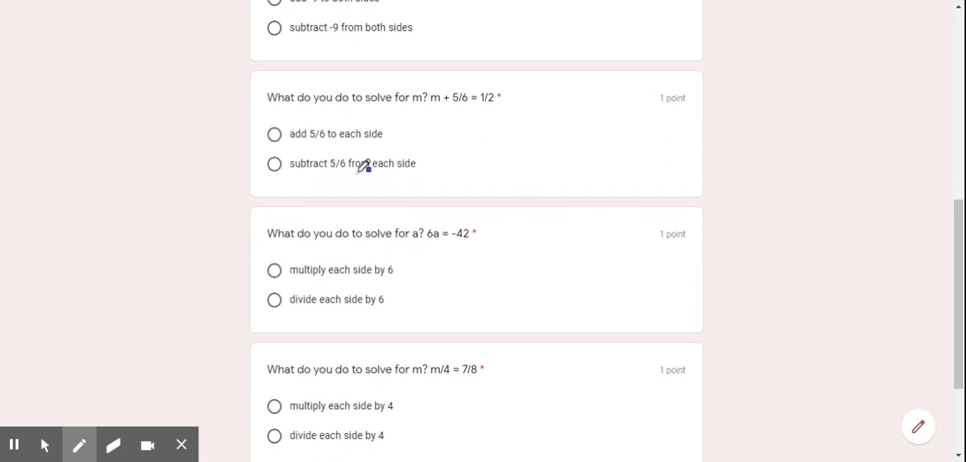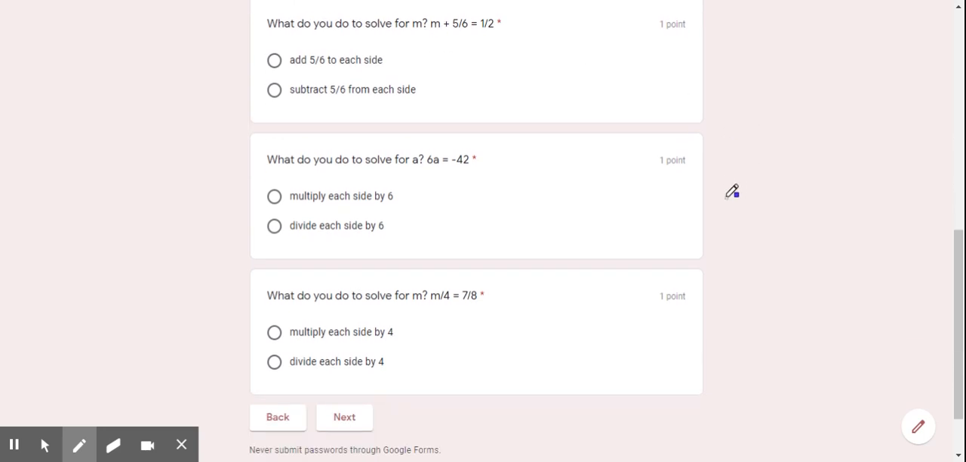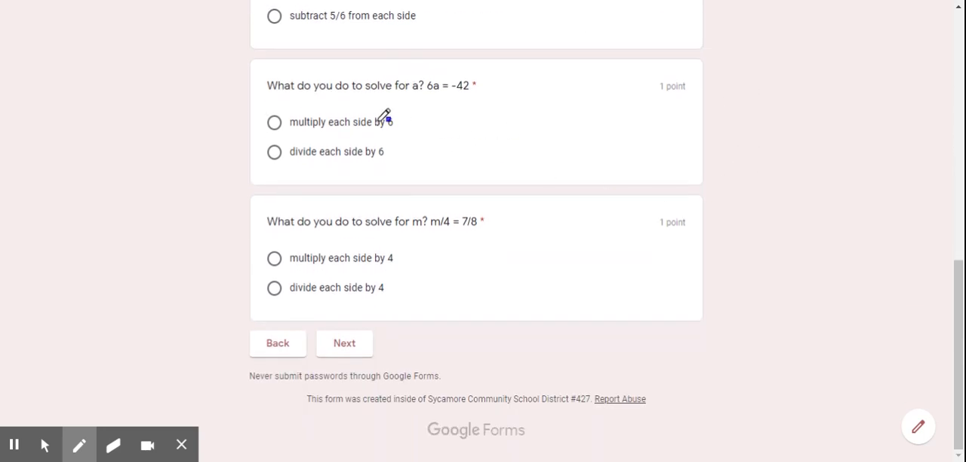Our next one we got here is what do you do to solve for m? We have m plus 5/6 equals 1/2. Okay, so again, think of what operations happen in between the variable and the number. Do we need to add 5/6 to both sides or subtract 5/6 from both sides to get this m by itself?